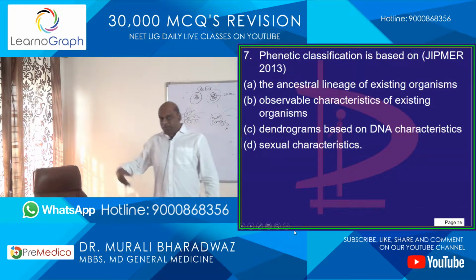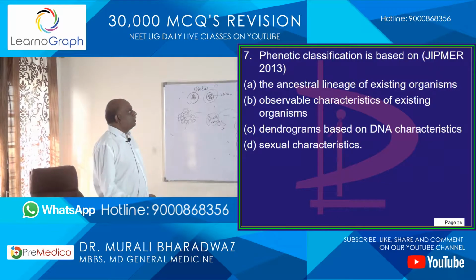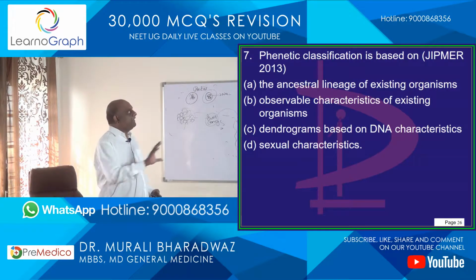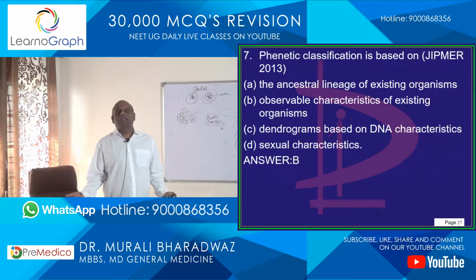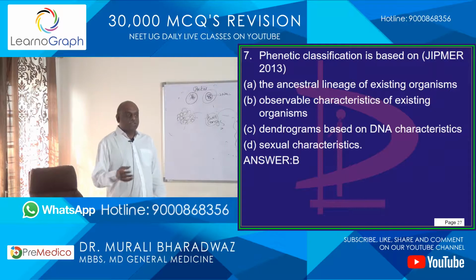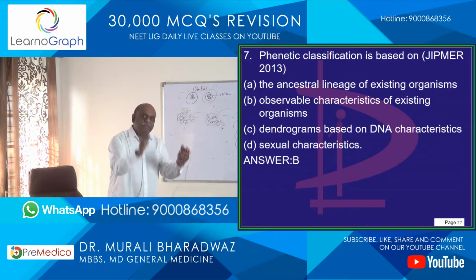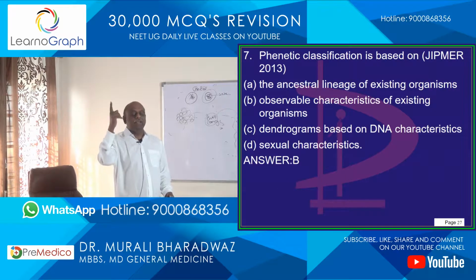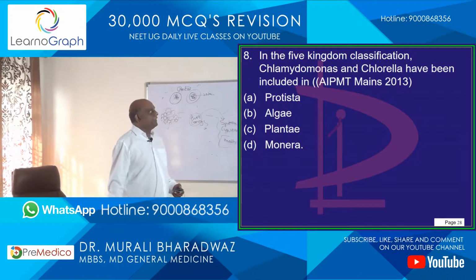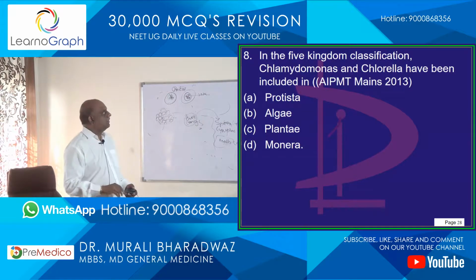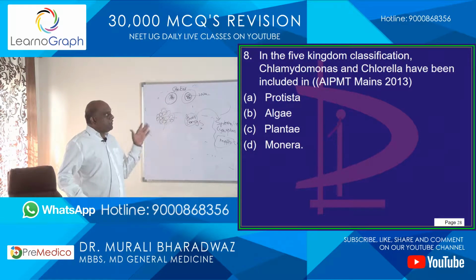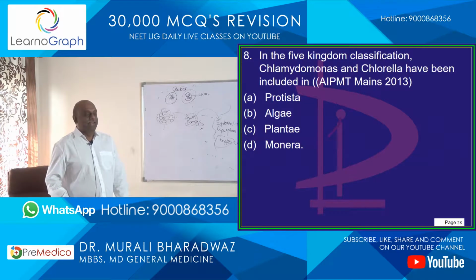Now, once more a JIPMER question, yes, 2013: phenetic classification is based on what? Observable characteristics of the existing organisms. If you bring together everything that has a tail in one place, what do you call it? Phenetic classification is what you should remember. In the 5 kingdom classification, Chlamydomonas and Chlorella, where are they included? Both of them are included in the Protista.